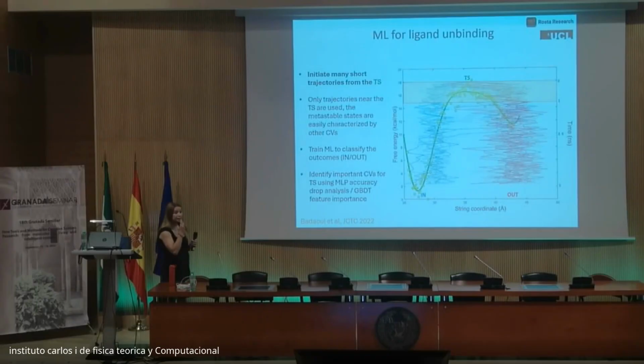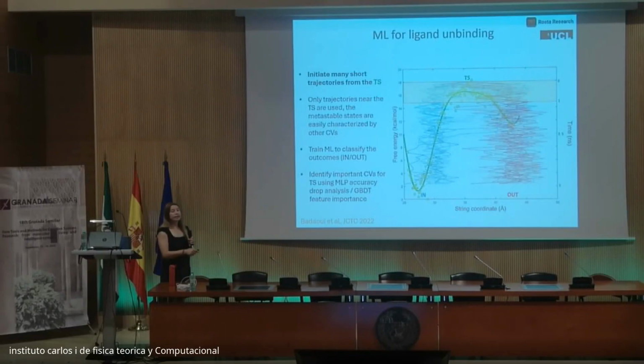So then what we did, similarly to the example I've shown you before, we would run short trajectories. We start them here, and some go back to the bound state, some go down to the unbound state. And then we built some machine learning models that would classify these outcomes. Either they would be in or they would be out. And then we would try to predict at the very beginning of the simulation, is it going to be in or out?